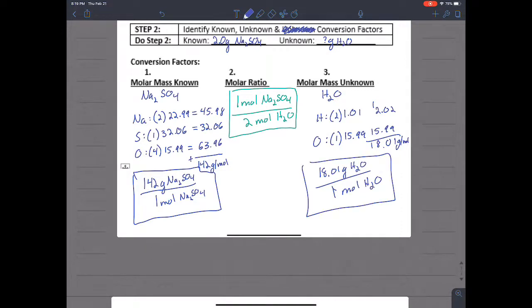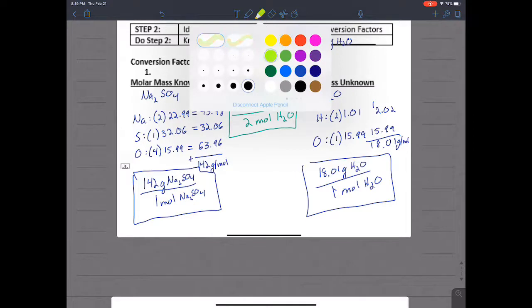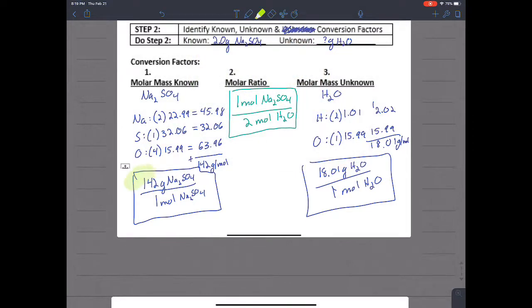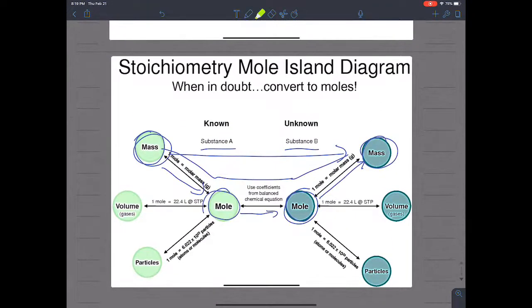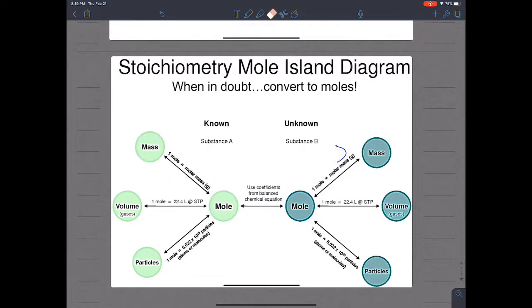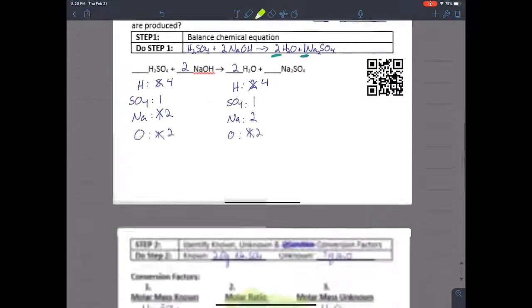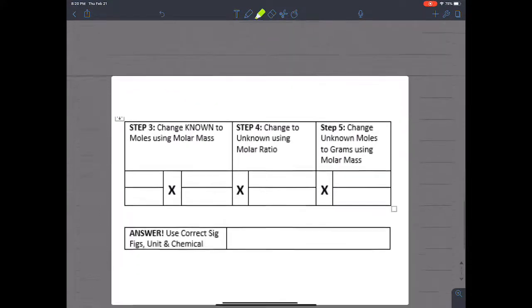Okay, so now we have our 3 conversion factors. We have our conversion factor for the molar mass of our known, we have our conversion factor for the ratio, and we have our conversion factor for the molar mass of the unknown, what we need, what we're trying to find. So if we go back up to here, we just found the molar mass of our known so that we can go from here to here. We found the mole ratio so we can go from here to here. And we found the molar mass of the unknown so we can go from here to here. And that's going to allow us to solve what we need to solve.